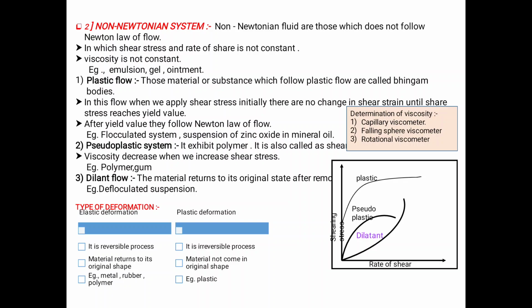Viscosity decreases as we increase the shear stress. Example: polymer gum. Dilatant flow: the material returns to its original state after removing the force, as in deflocculated suspension.